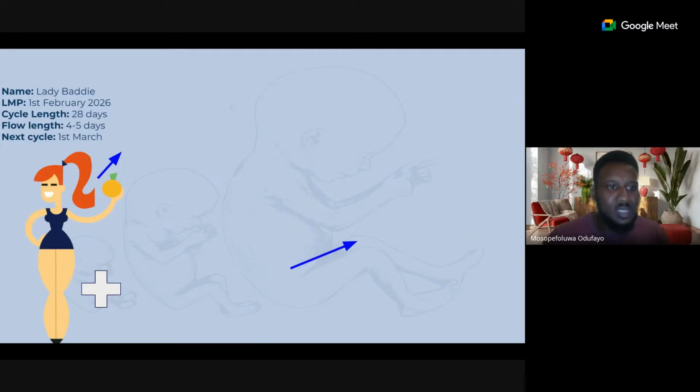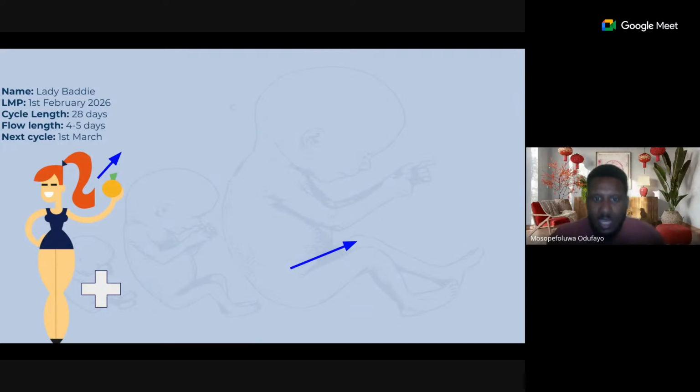We should be expecting her next cycle to begin on the 1st of March. This is just a very ideal example so that we can understand the relationship between the weeks pregnancy forms and the weeks we begin to see them. Lady Buddy saw her period on the 1st of February, and she was excited. Normally her cycle lasts 28 days, and she flows for the first 5 days.